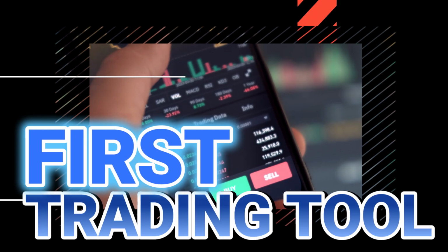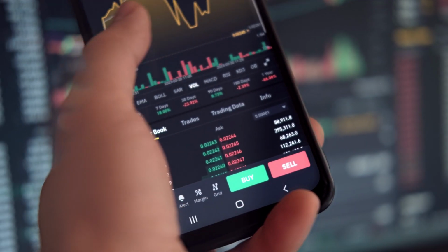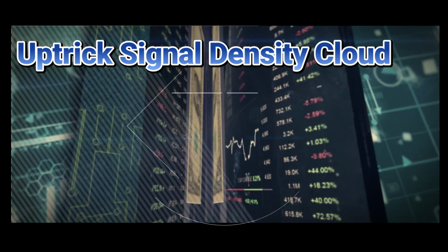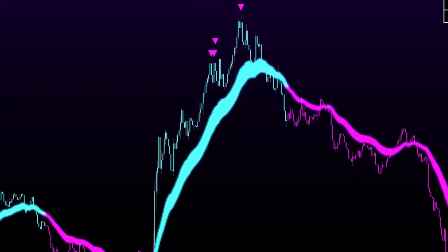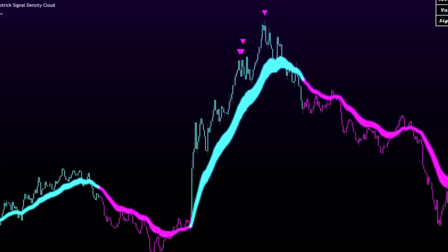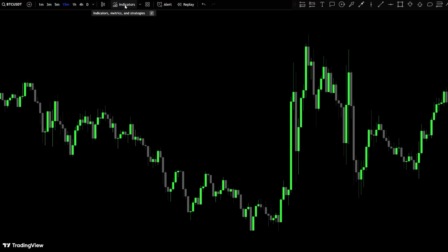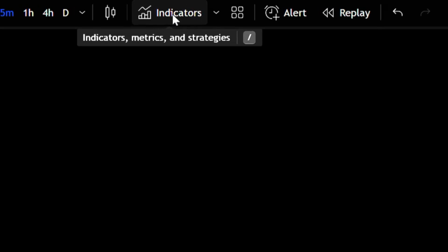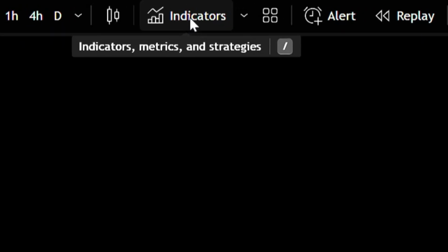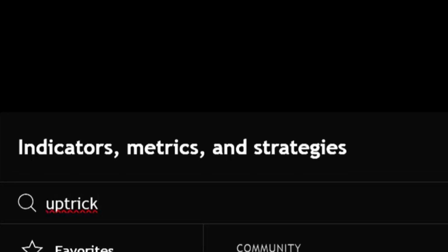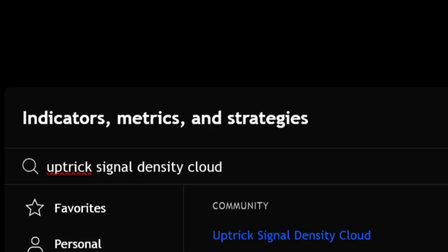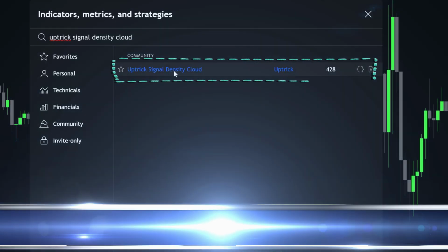Okay, so let's get to the first tool we're gonna use. It's called the Optic Signal Density Cloud, which sounds kind of fancy, right? But it's actually pretty simple. Think of it as a way to see where the market might be heading, like when it's about to turn around. So, to get this on your chart, go to TradingView, on the top of the platform in the indicator section. Type in Optic Signal Density Cloud. And boom, it's there. Just click on that to add it to the chart.